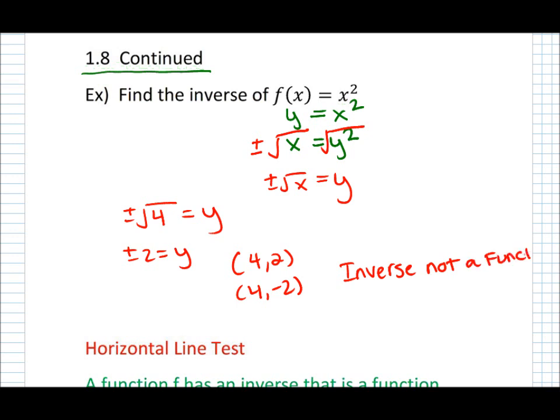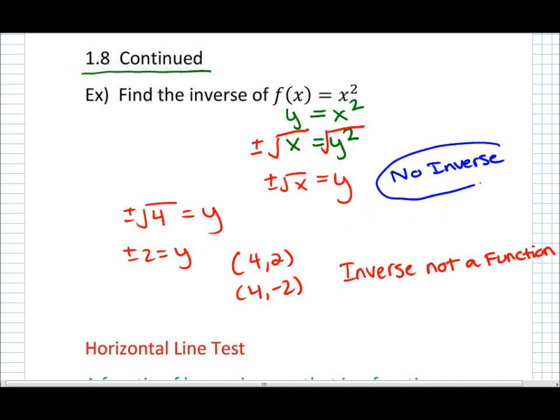Which means in this case, if the inverse is not a function, there is no inverse. Because in order for the inverse to exist, it needs to be a function on its own. And since when you put numbers in here for x, you get two answers for y, that means the inverse is not a function. So therefore, this is an example of where the function would not have an inverse.